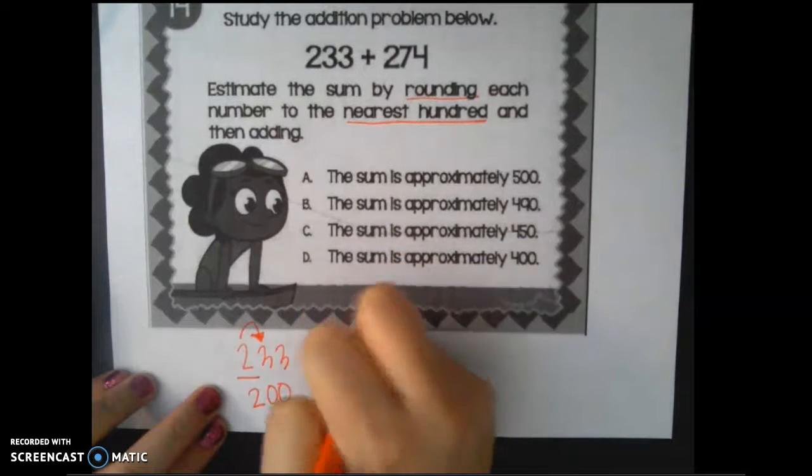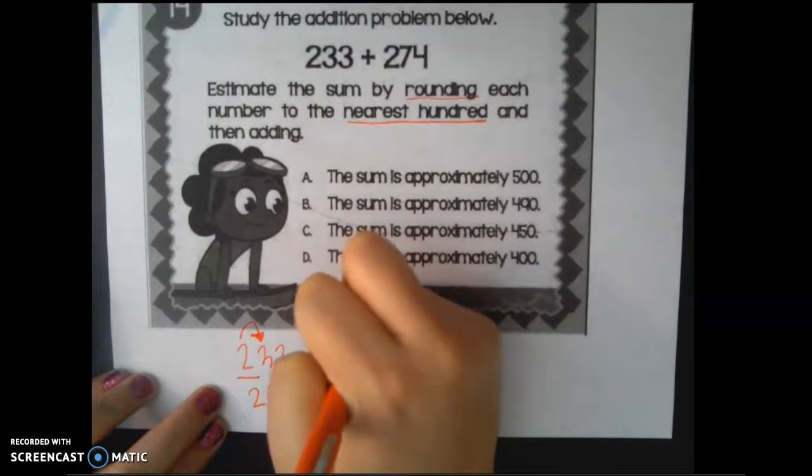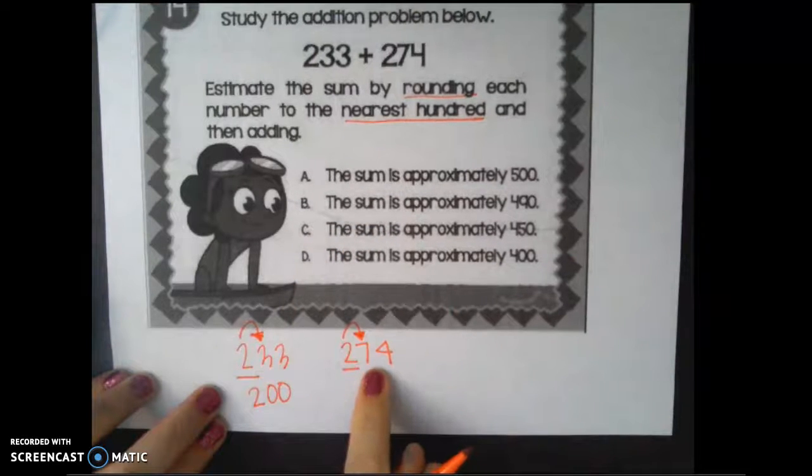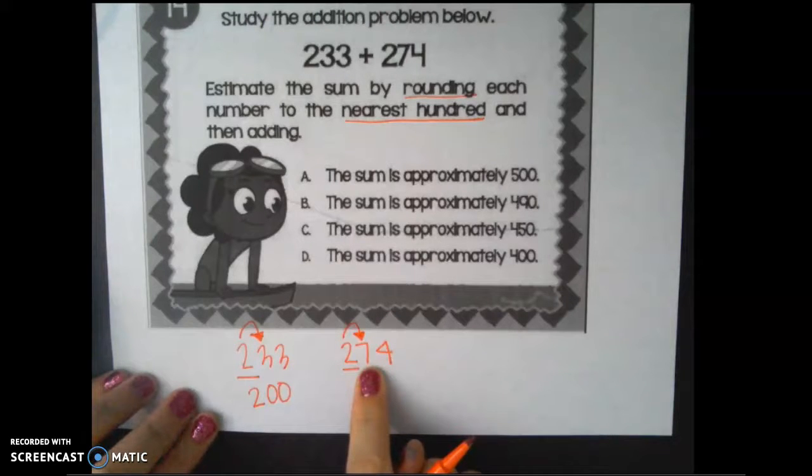274. I'm going to underline my hundreds place, put an arrow to my tens place. 4 or less, let it rest. 5 or more, up the score. 5 or more, my 7 is going to be more than 5, so I'm going to go up.